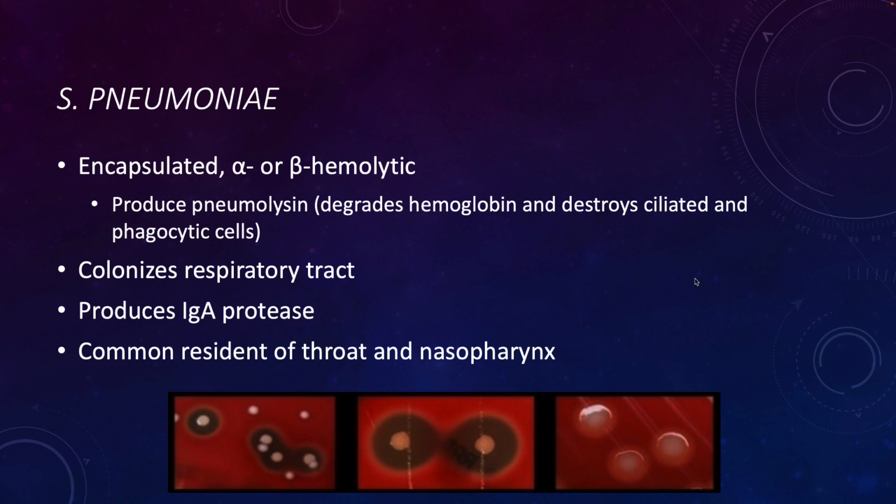It produces a protease called IgA protease. And so in your reflection, I want you to think about why that's important. Why is it important that it specifically produces an enzyme that breaks down IgA instead of all of the other antibodies? And as I previously mentioned, this is a really common resident of the throat and nasopharynx.